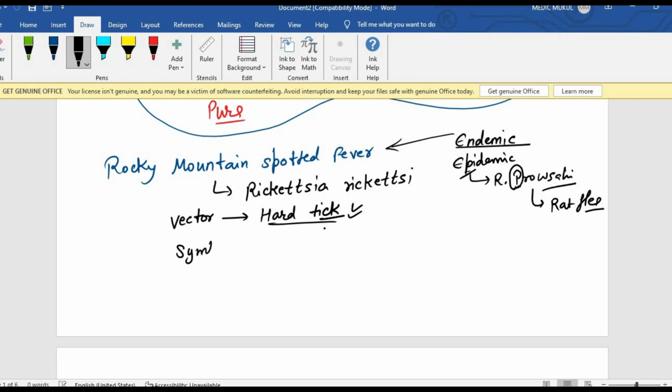What symptoms will we see in this patient? We will see fever. We will see myalgia. We will see rashes.